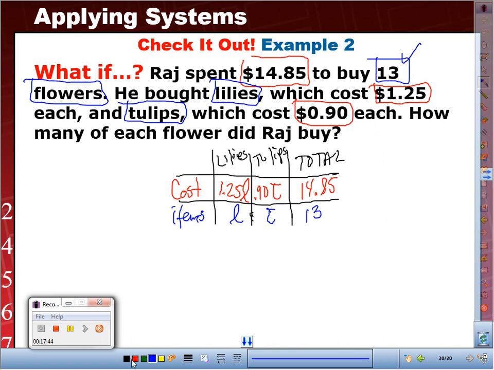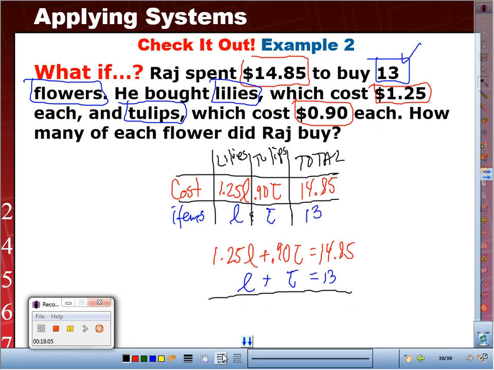Okay, let's write our system. 1.25 L plus 0.90 T equals 14.85. And then the second one is L plus T equals 13.